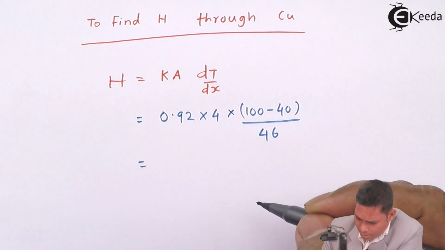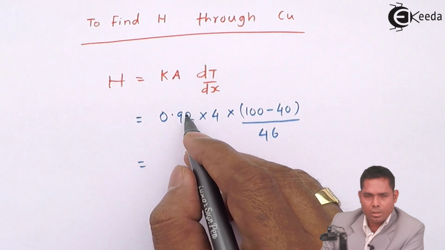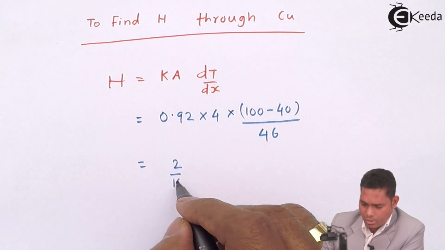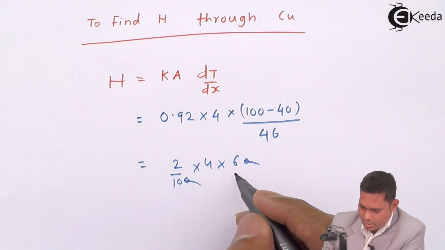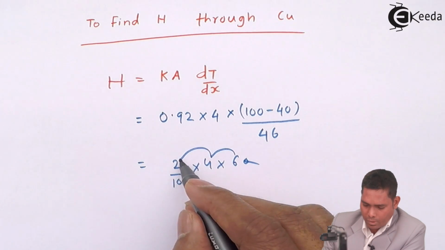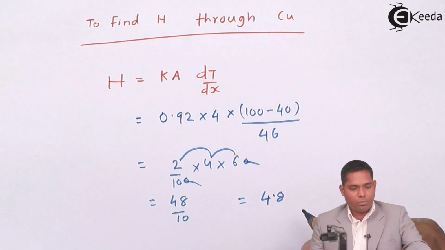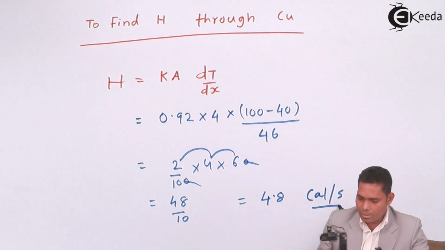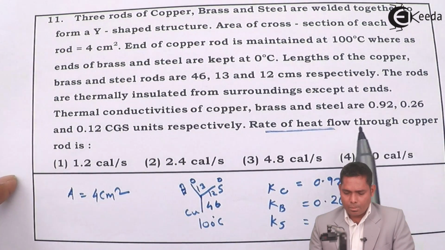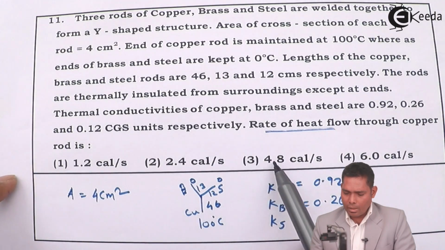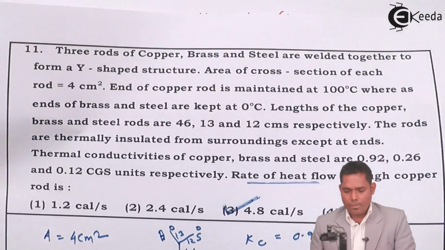If I solve this, 46 twos are 92, so this is 0.02, that is 2 by 100. So it is 2 by 100 into 4 into this is 60. I'll cut one zero, and this is 6 4s are 24, 2 is 48. This is 48 divided by 10. So this is 4.8. Obviously this is calorie per second, because earlier this was in calorie, so I'll keep it in calorie per second. If I see the options, it's 4.8 calorie per second. So this is the right answer to this question. 4.8 calorie per second. Okay, thank you.